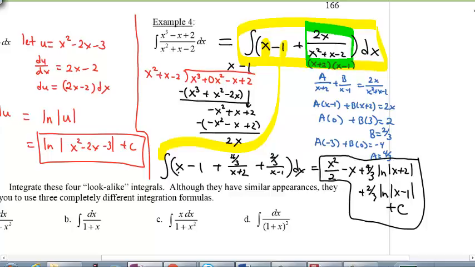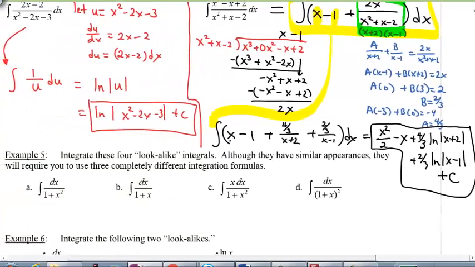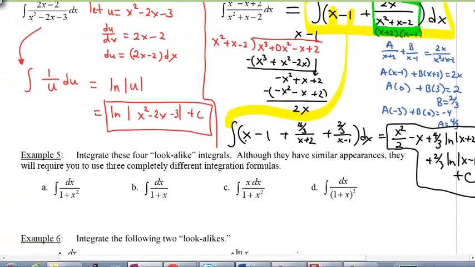Now the hard part with integration is they all kind of look the same. In our next example, I've got 4 what I call look-alike integrals. They look the same, but each requires you to use different integration techniques. So, I want to see if you can try to apply those different integration techniques now to see if you can integrate a, b, c, d in example number 5.